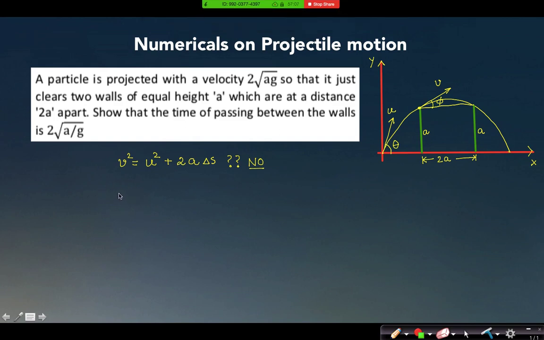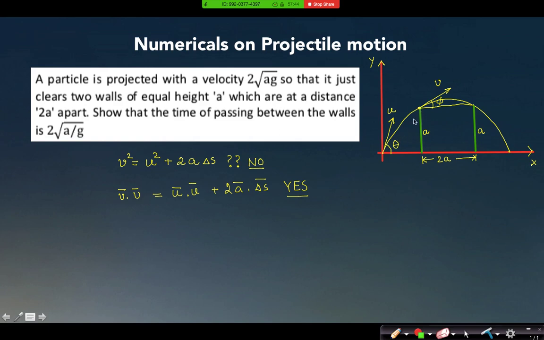What will be the vector equation for that? You can use this equation with no doubt. You can use v dot v equal to u dot u plus twice a dot delta s. Definitely you can use this equation. No problem in that. Yes or no? You can use this equation without any doubt. But here in this equation you can see that v dot v will be v square, u dot u is u square. What is twice a delta s?